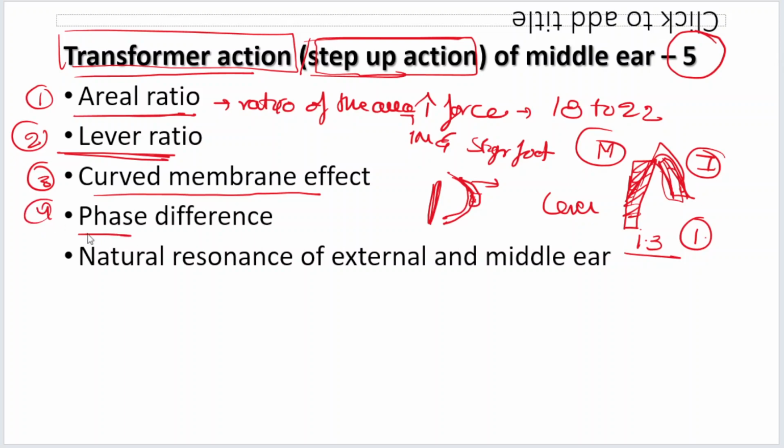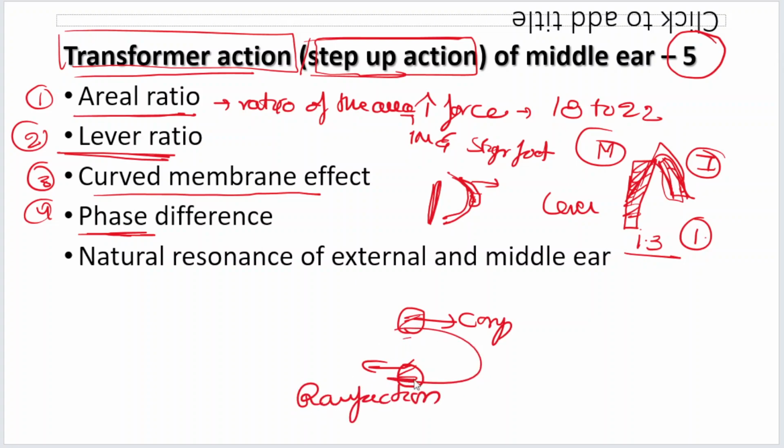What is the fourth one? The fourth one is the phase difference. We are going to talk about it, but basically the oval window and the round window do not vibrate simultaneously. When the oval window is in compression, the round window will be in rarefaction. So that is a phase difference.